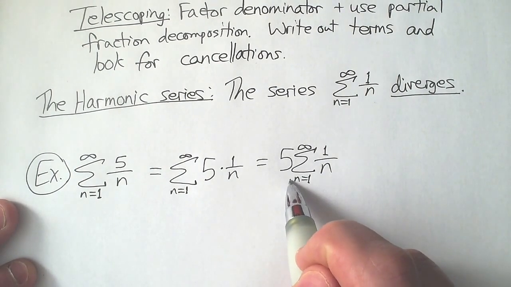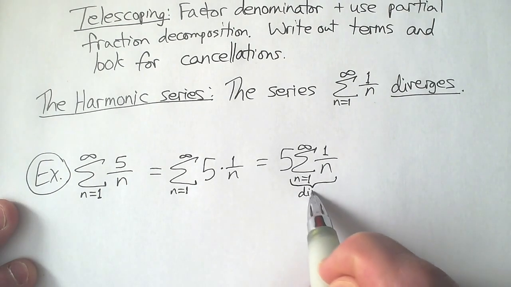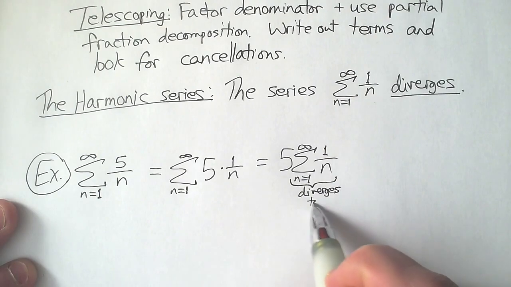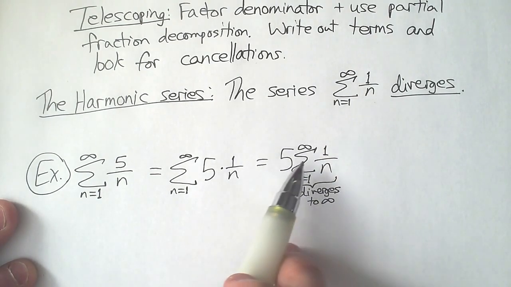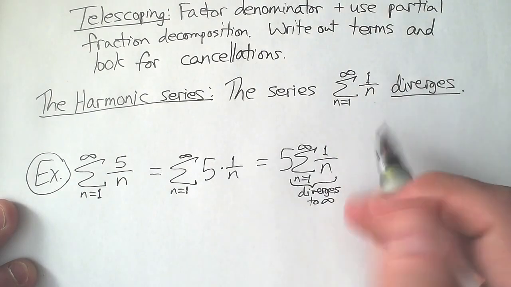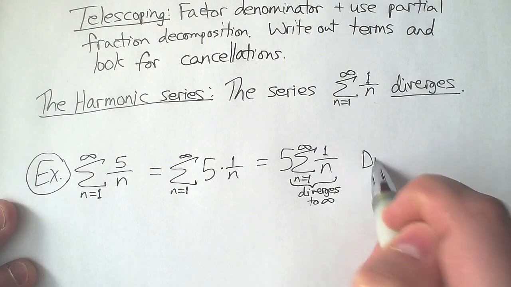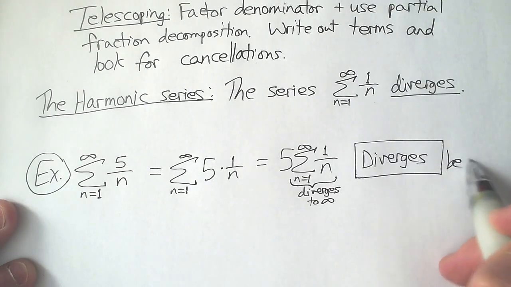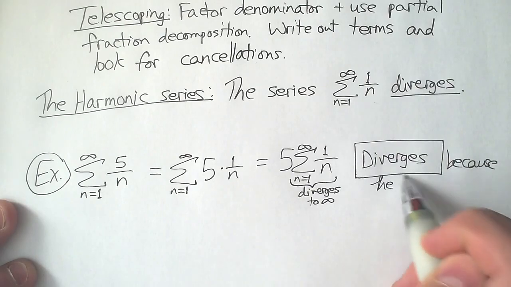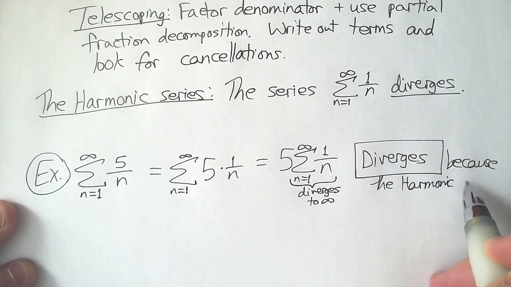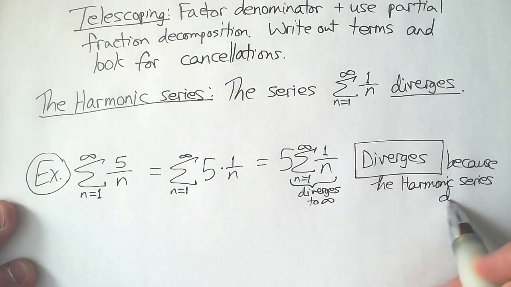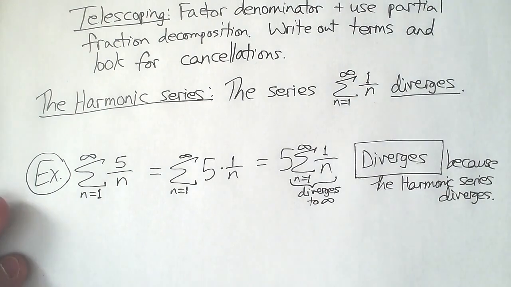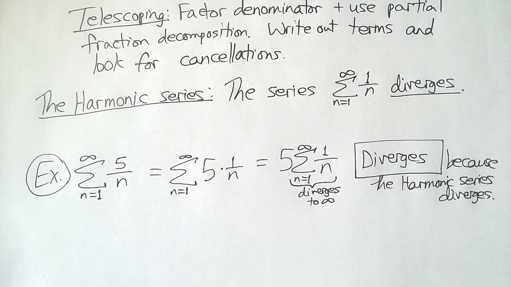Well, what happens is this diverges. In fact, it diverges to infinity. So we have 5 times something that's going to infinity, and we can say it diverges because the harmonic series diverges. The idea is that if I take something that's approaching infinity and I multiply it times 5, it still approaches infinity.